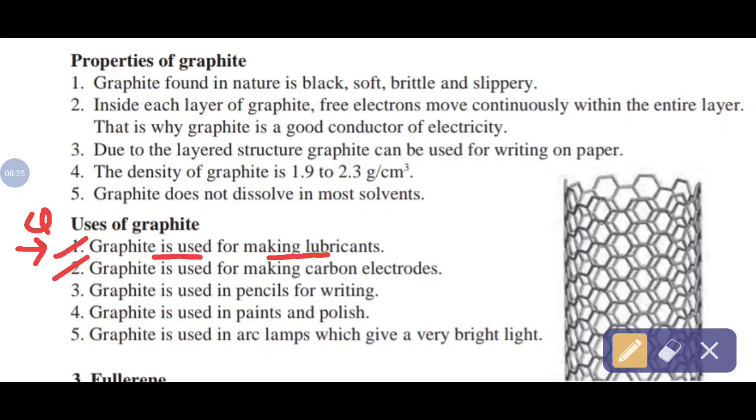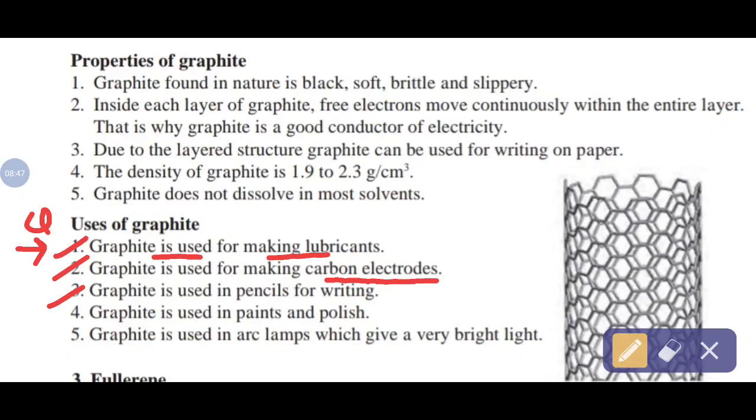Second, graphite is used for making carbon electrodes. In the laboratory, for simple experiments related to electricity, graphite is used for making carbon electrodes because graphite is one allotrope of carbon. Clear?